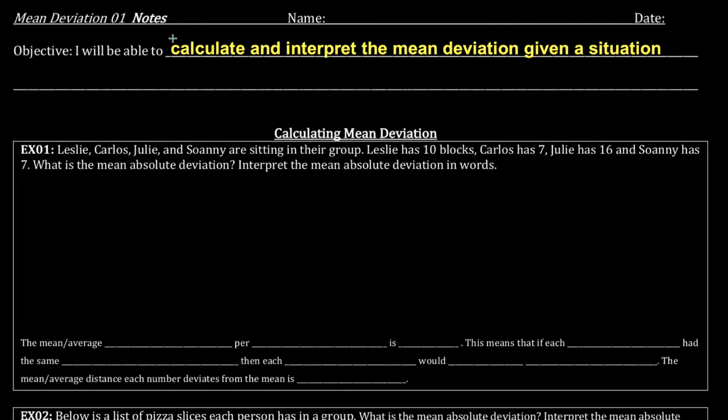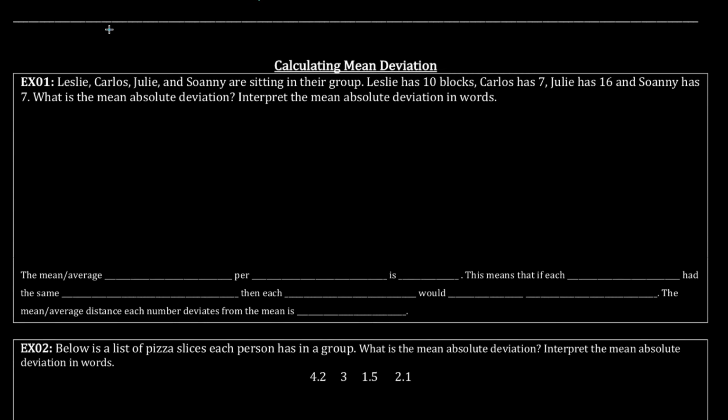All right, so in this lesson, we will calculate and interpret the mean deviation. Given a situation, it's easier to show you what mean deviation is as we go along. Leslie, Carlos, Julie, and Tawani are sitting in their group. Leslie has 10 blocks, Carlos has 7, Julie has 16, Tawani has 7. What is the mean absolute deviation?